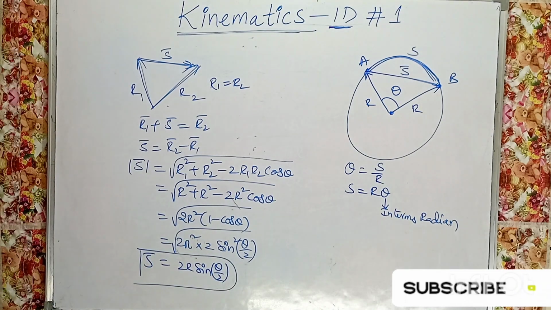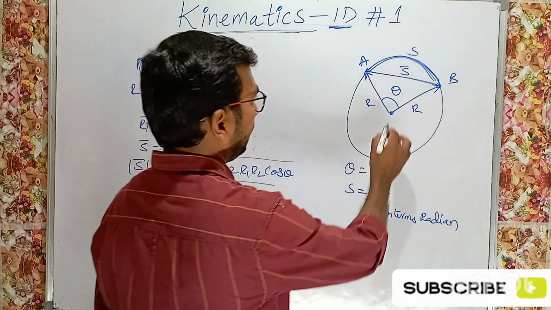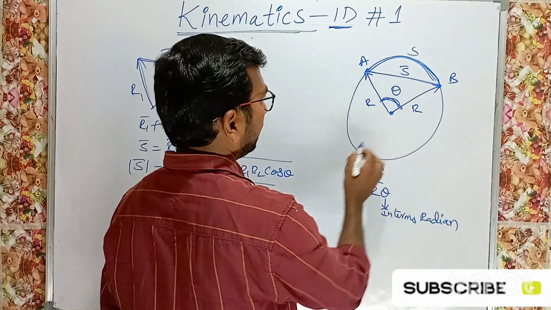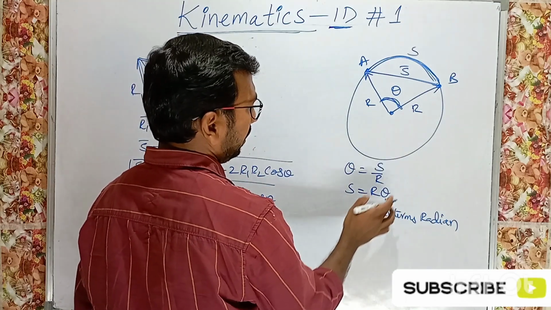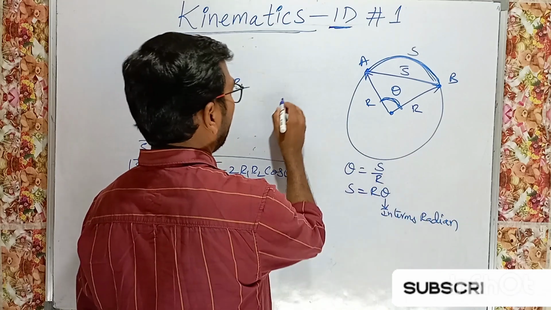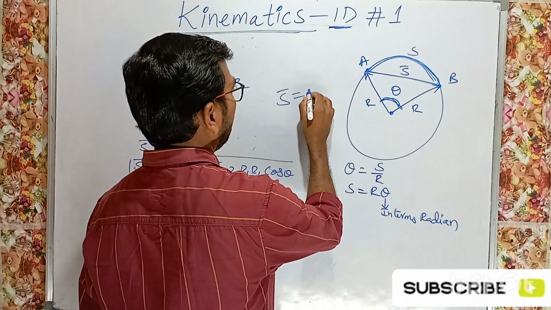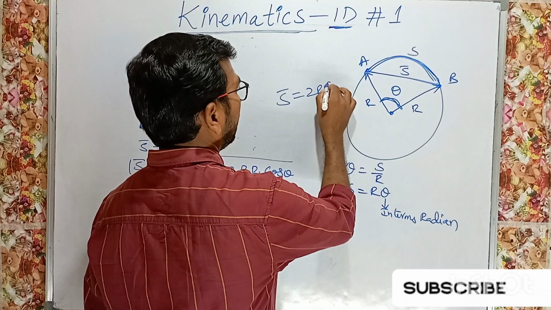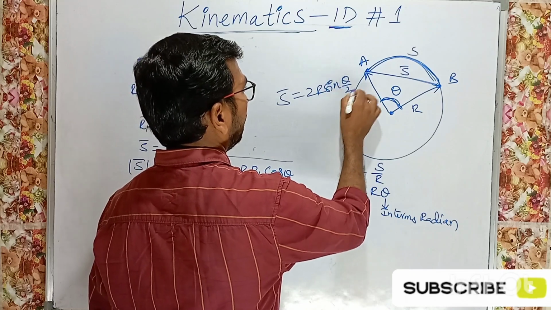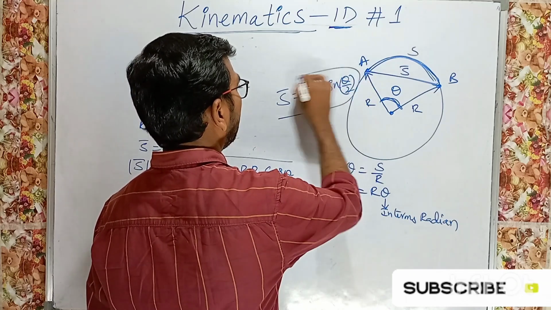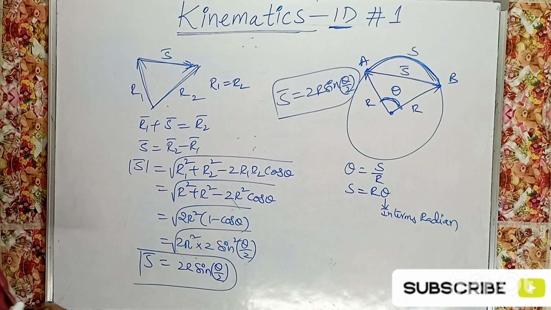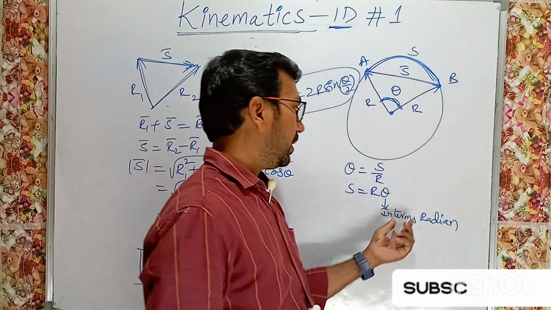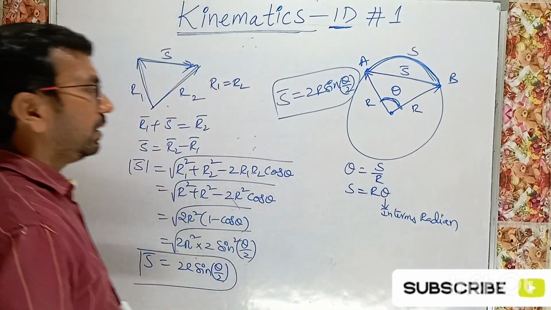So distance is equal to r theta, where theta is in terms of radian, and displacement is equal to 2r sin theta by 2. You can remember this: displacement is equal to 2r sin theta by 2, and distance is equal to r theta, where theta is in terms of radian.